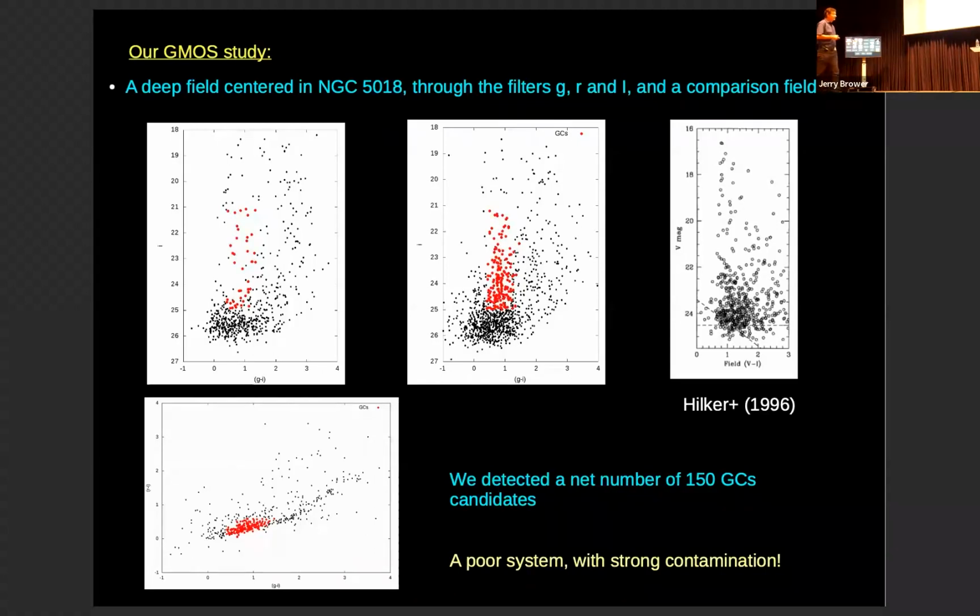We have just 150 globular cluster candidates in this galaxy, and we know that the previous study of these globular clusters was strongly affected by contamination, and probably the photometry was not deep enough to study this galaxy.